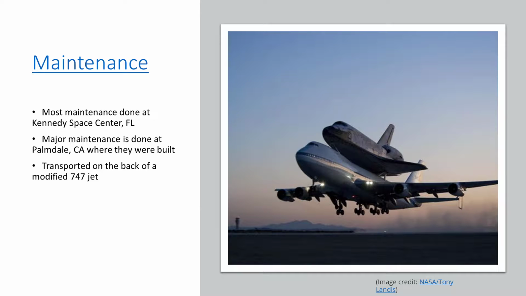Occasionally, the shuttle needed major repairs. NASA would actually place it on the back of a specially modified 747 jumbo jet with the help of a huge crane to fly it from Florida to California and back in time for the next launch.